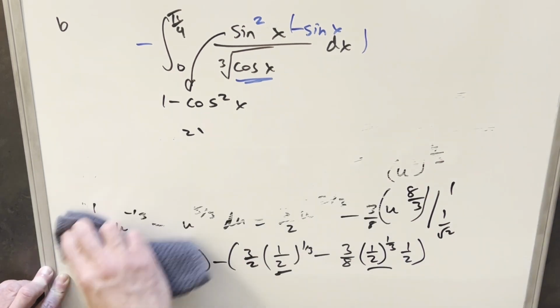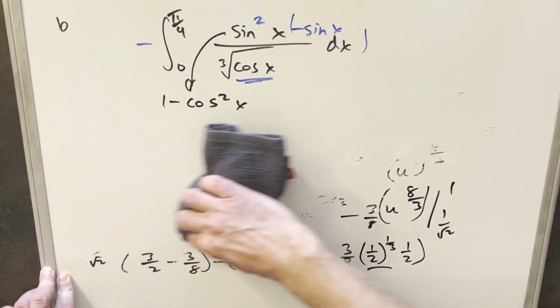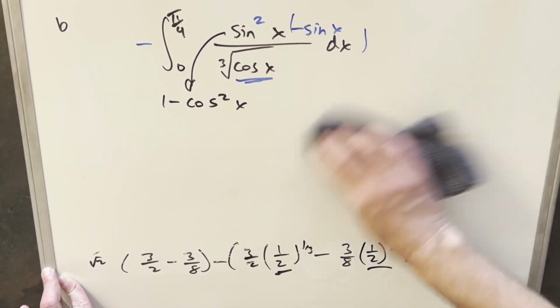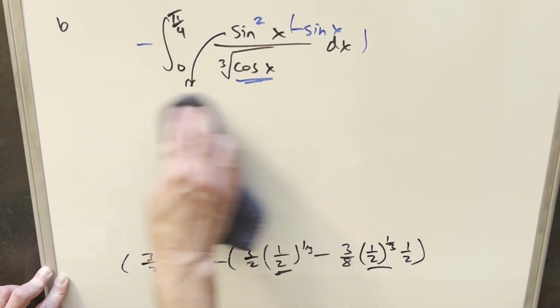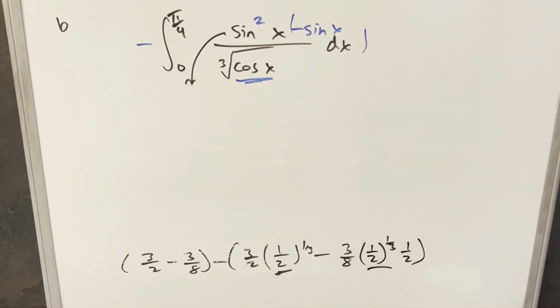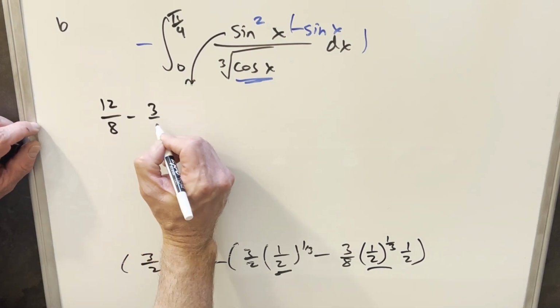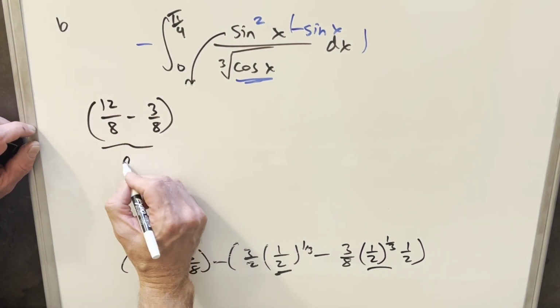So then let's just see if we can add all this stuff together and make enough space. I probably should have conserved my space better, but this is what happens when we're trying to do a live video. So 3/2 minus 3/8 here, I can write that as 12 over 8 minus 3 over 8, which is going to be 9 over 8.